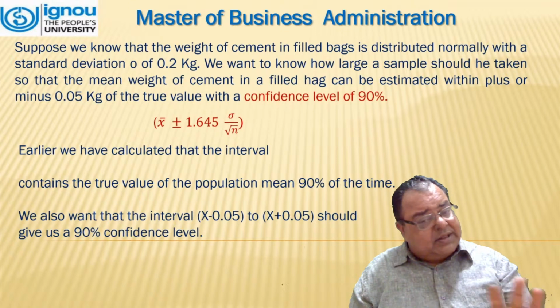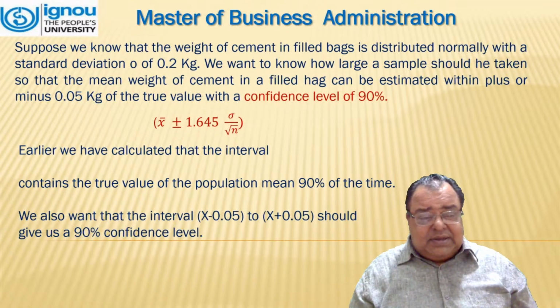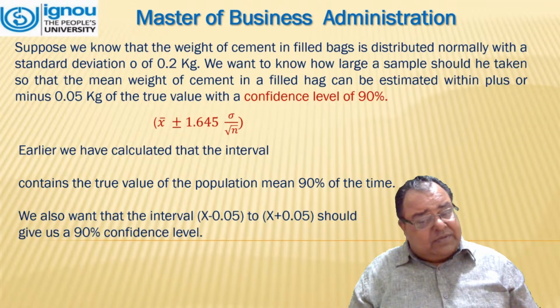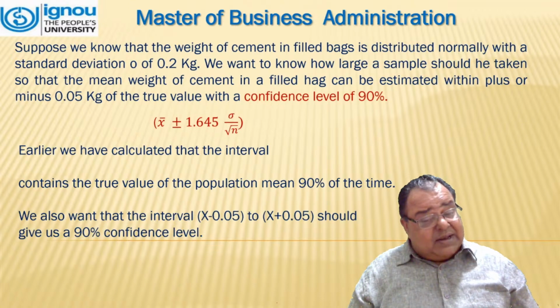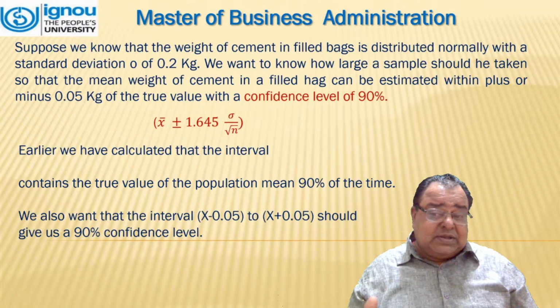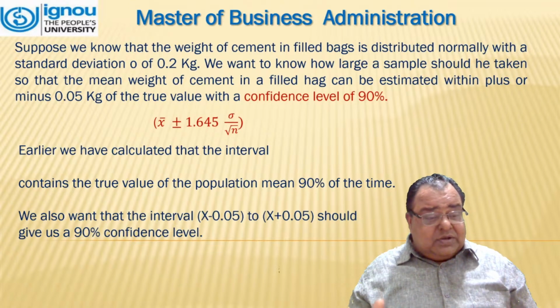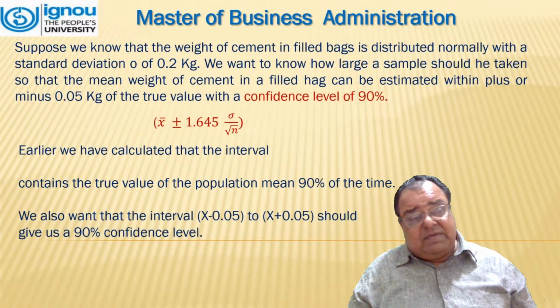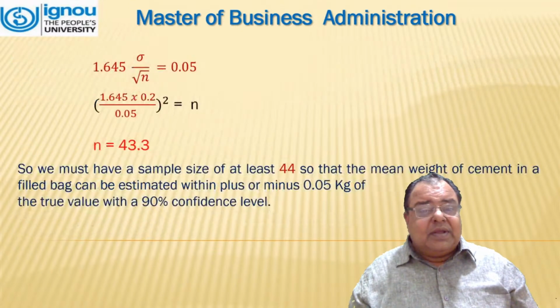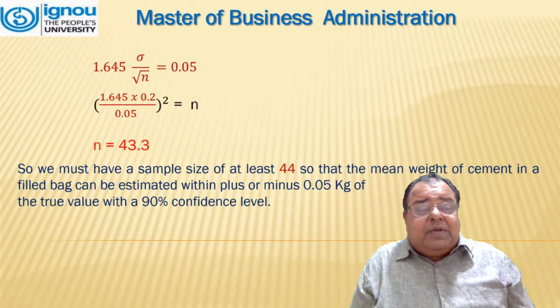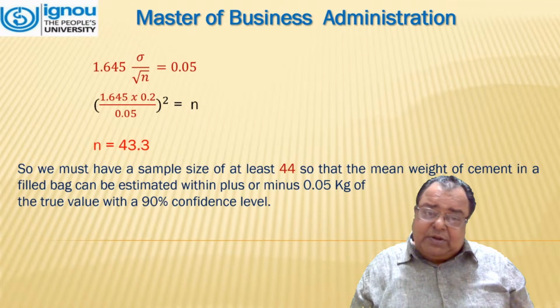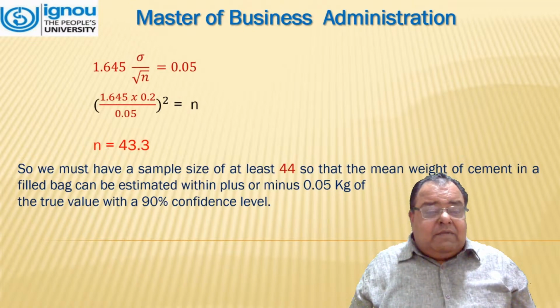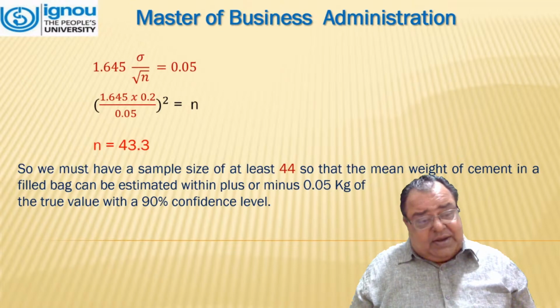We have already calculated the interval which contains the true population value at the 90% level. Now, we also want the interval of x bar minus 0.05 to x bar plus 0.05 to have a 90% confidence level, as the question says. Then we use the relation 1.645 times sigma upon root n is equal to 0.05. When we calculate n, we get n as 43.3.